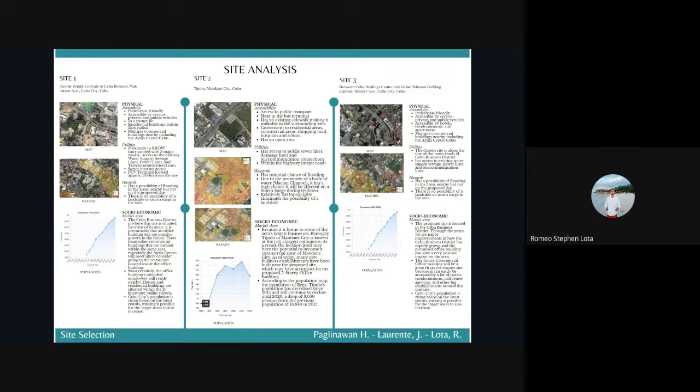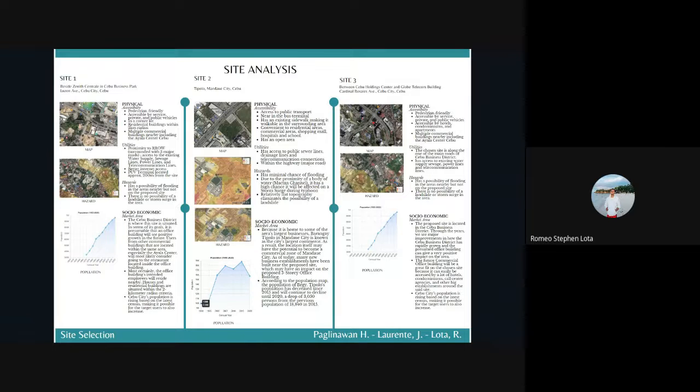And for its market area, the fact that it is within a business district, it is safe to assume that the office building will have a positive growth in the future. And the residential buildings are also located nearby, that includes apartments, houses, and condominiums. And the population of Cebu City is also increasing based on the latest census. So most likely the target users will also increase.